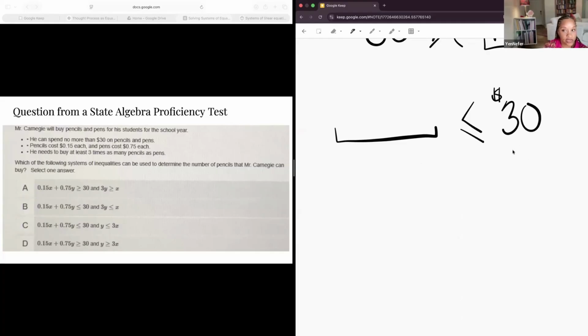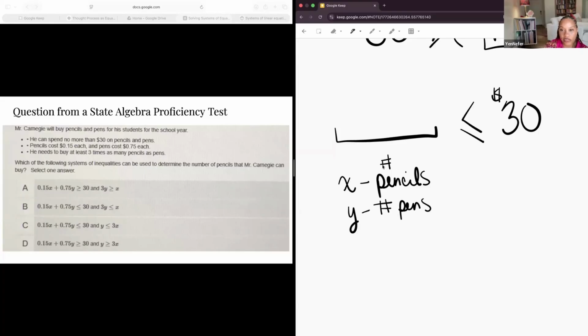Now, let's move to the next piece of information. Pencils cost 15 cents each. Pens cost 75 cents each. So now we've got to bring some variables into the mix. This time we are going to use X and Y. Let's say that X is going to represent the number of pencils, and Y is going to represent the number of pens.